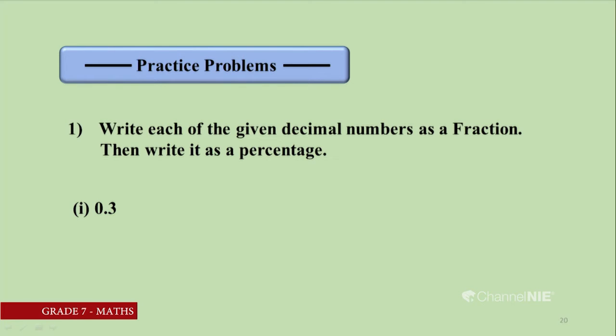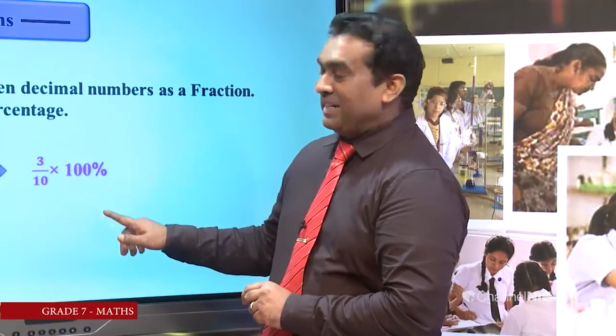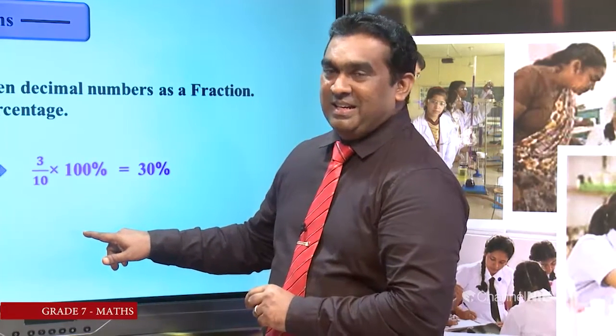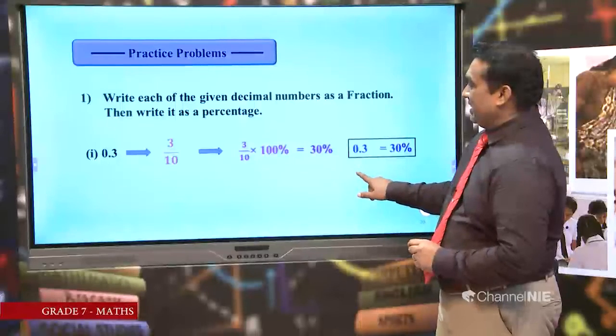0.3. It has one decimal place. One decimal place means, my kids, you have to divide 3 by 10. Here you can see 3 over 10. How to convert this fraction into a percentage? You can see 3 over 10 multiplied by 100. You can simplify, actually cross division here. Divide 100 by 10. How many tens in 100? 10 tens. 3 multiplied by 10, you can see 30%. Now 0.3 is equal to 30%. A decimal is converted into a percentage. Next one.